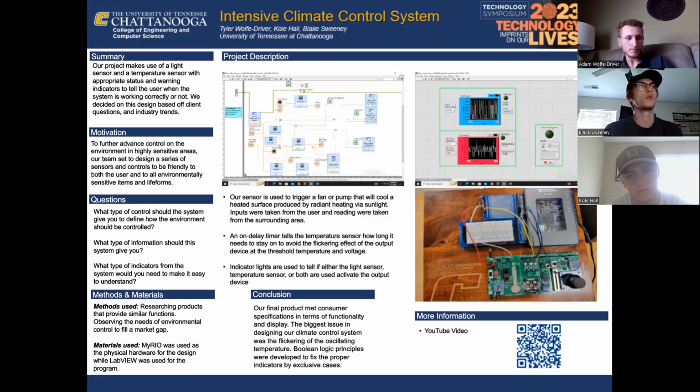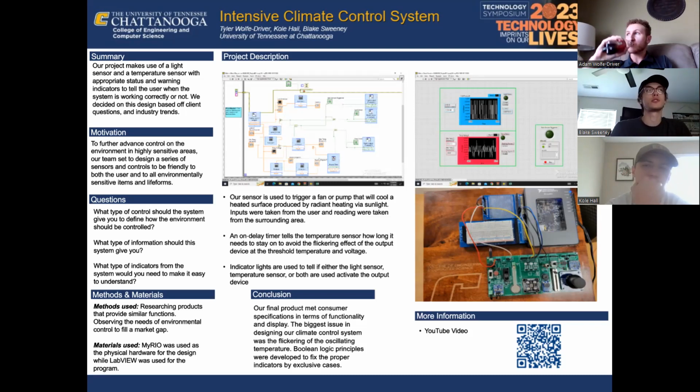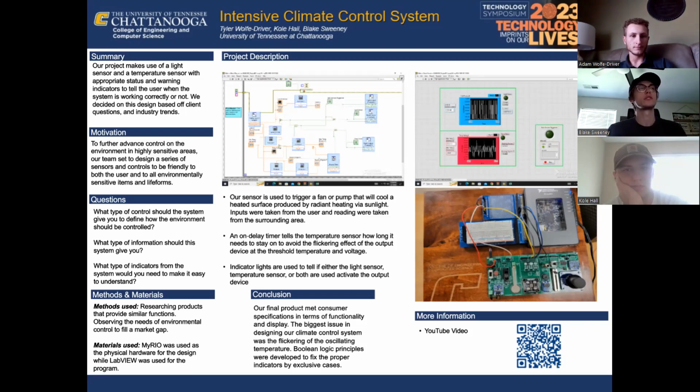All right, so some of the initial questions that we started off with from the client side that helped our design process were: what type of control should the system give you to define how the environment should be controlled? What type of information will it give you, and what type of indicators would the system need to make it easy to understand? And using these as a foundation, the methods that we started out with were researching similar products, and we noticed that there was a gap in the market that we were able to fill with the project that we wanted to make.